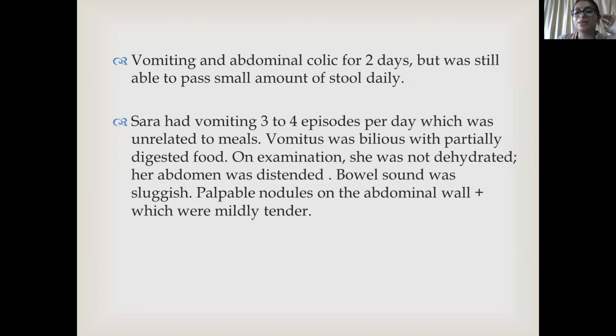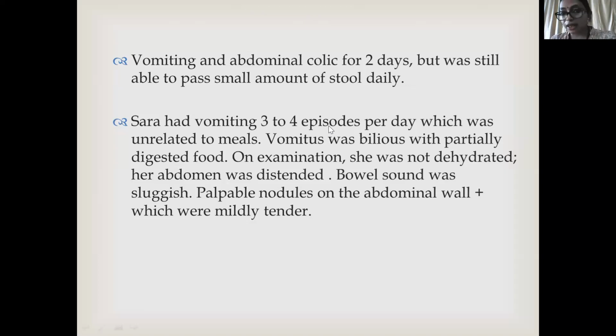Upper. That's just wonderful. Okay, so right now you have been able to diagnose without a USG, without an X-ray, without the CT. You have been able to find out where your patient has the obstruction by just the history, right? So that's excellent. So it's an upper level obstruction, and vomitus was bilious and partially digested food. And on examination, she was not dehydrated, and her abdomen was distended.